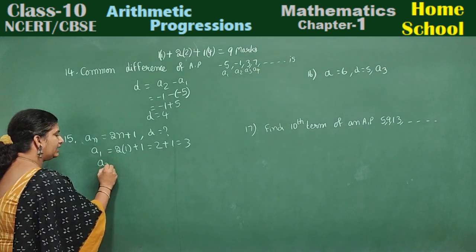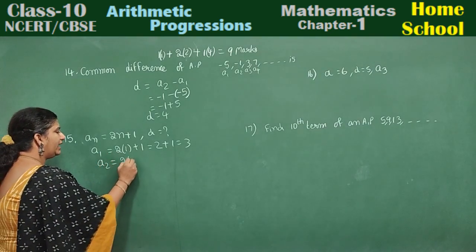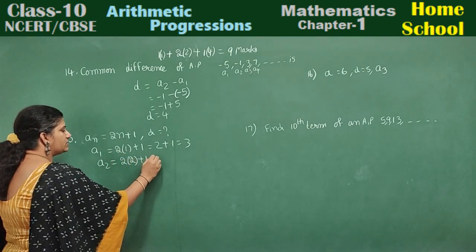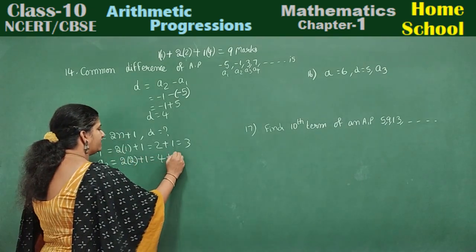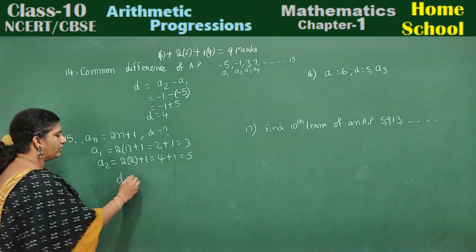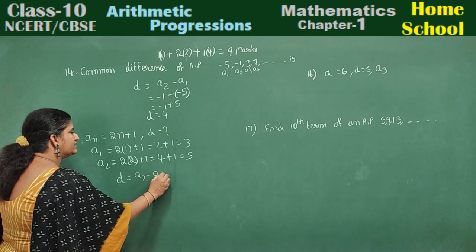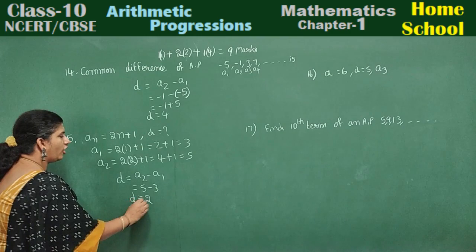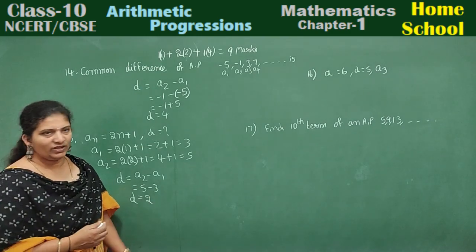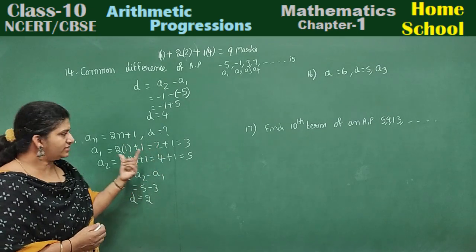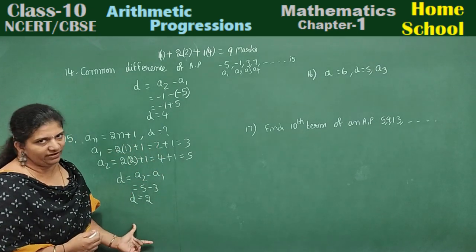Find the second term. 2 into 2. In the n place, substitute 2, plus 1. 2 2s are 4. 4 plus 1 will be 5. Now the common difference D is equal to A2 minus A1, that is 5 minus 3, which will be 2. Common difference is equal to 2. Like this, the nth term will be given and they will ask for the common difference. This is the method you need to follow.